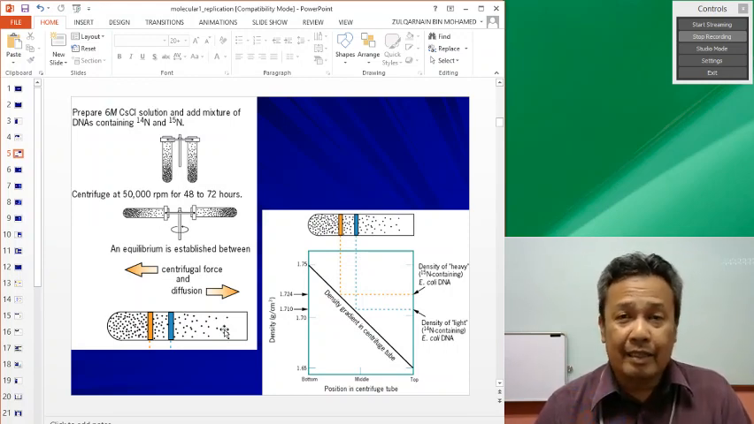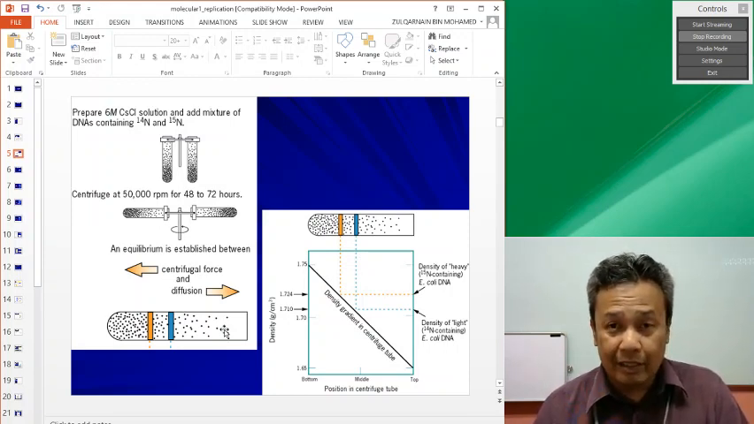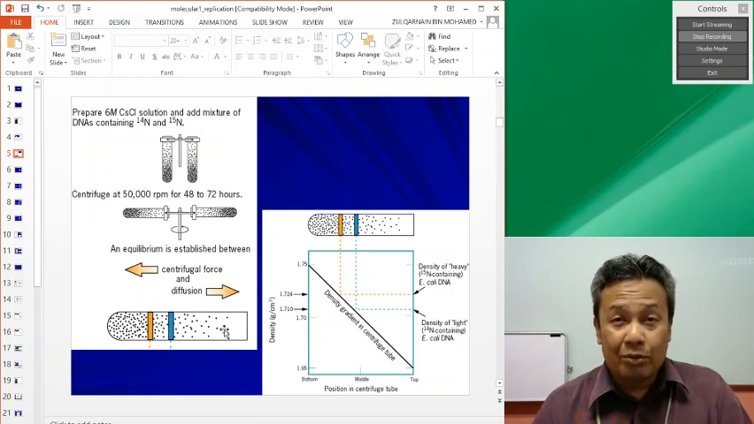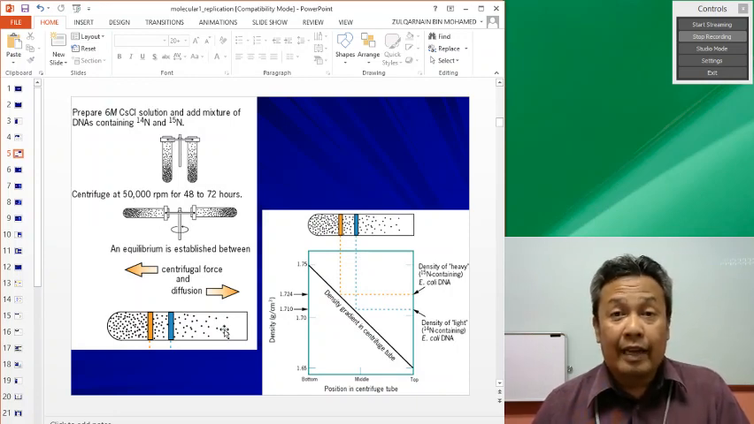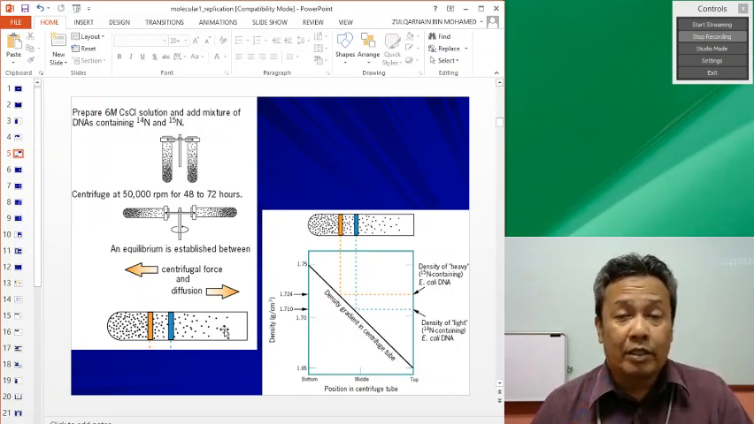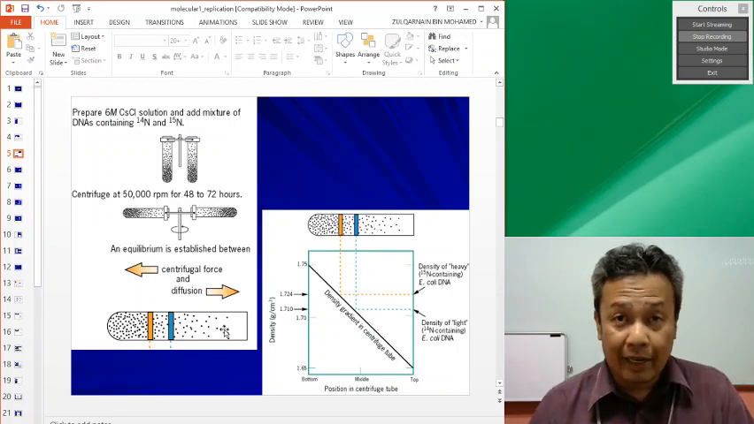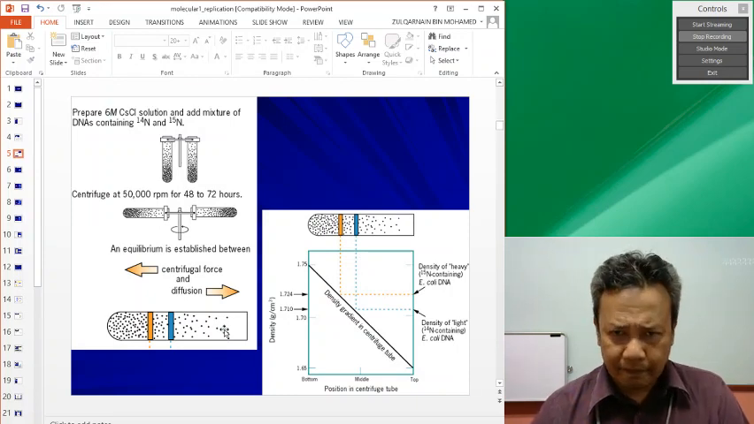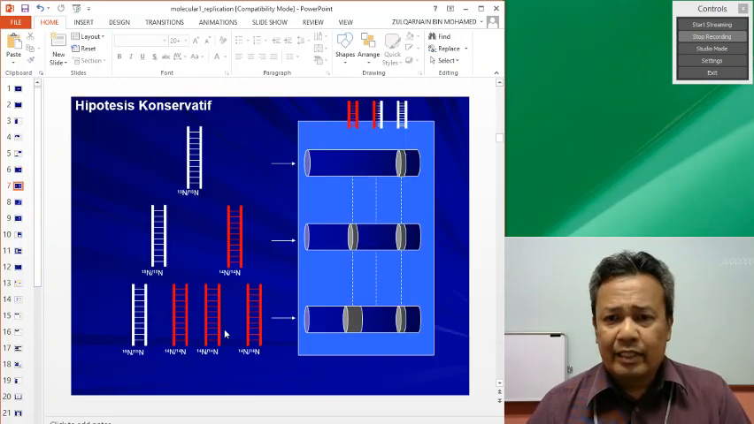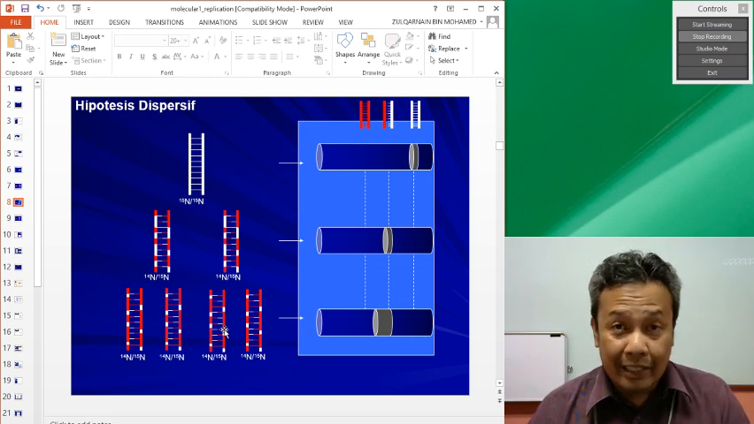So these two factors, the ability to synthesize different types of DNA bearing different nitrogen isotopes, and the ability to separate them, allowed Meselson and Stahl to provide proof for semi-conservative replication. This slide shows the theoretical expectation, right?